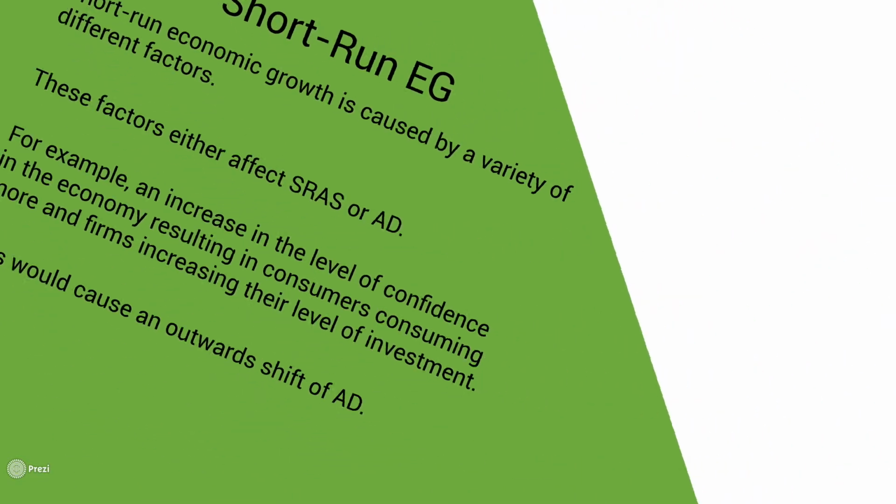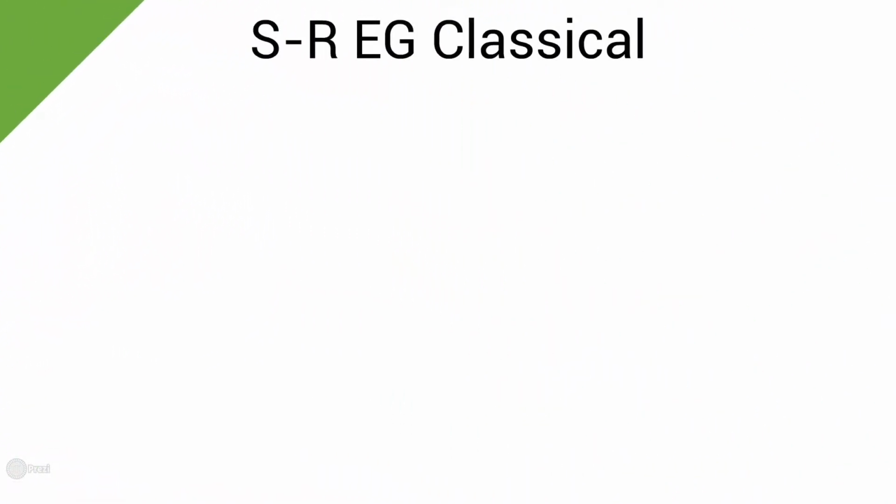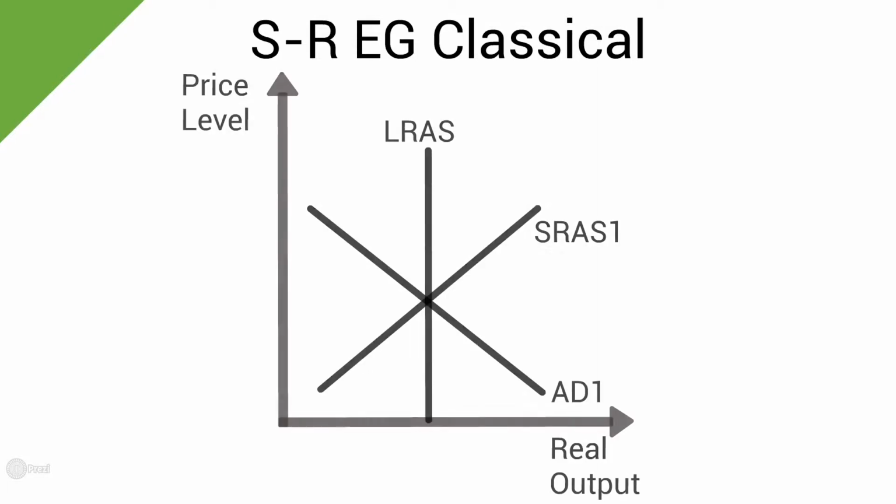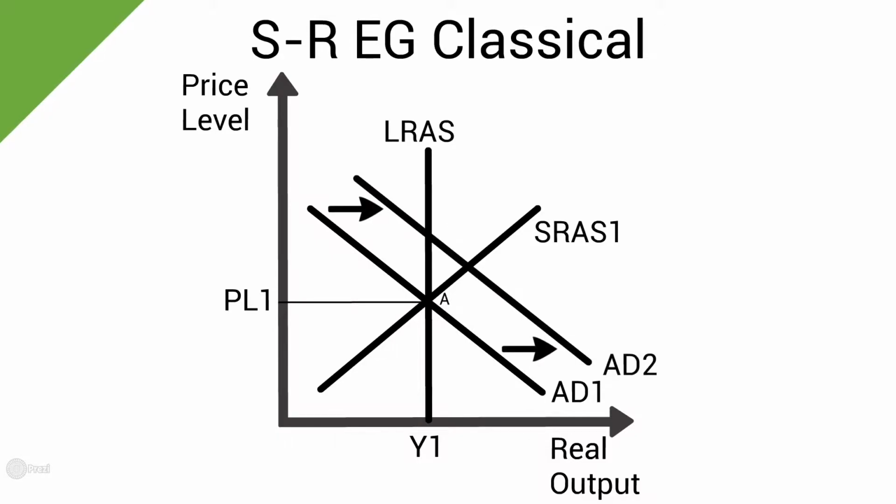We can show this shift in aggregate demand on a classical AD-AS diagram. Initially, our economy is at point A, where aggregate demand crosses the LRAS curve and the SRAS curve. At point A, the price level in the economy is PL1 and output is Y1. The increase in confidence level in the economy causes aggregate demand to shift outwards. It shifts from AD1 to AD2.